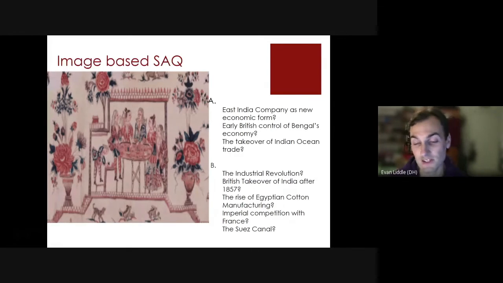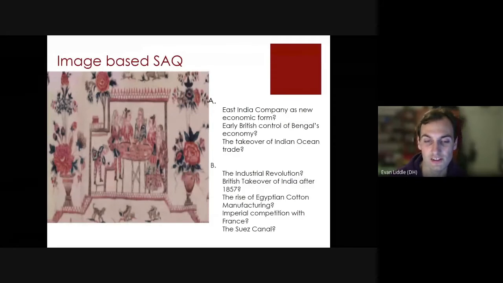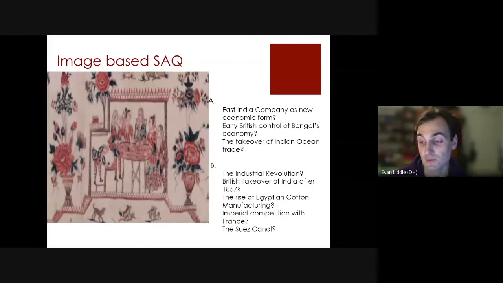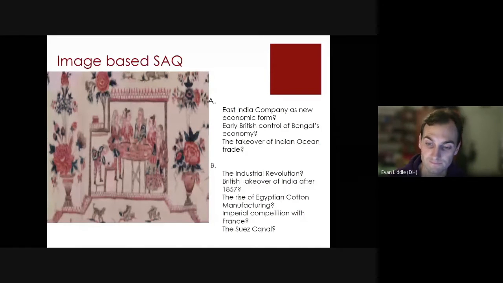There's also the possibility of the Suez Canal, which was opened in the late 1800s and made it much, much easier to transport goods between South Asia and Europe, because the Suez Canal cuts through parts of Egypt. And so instead of having to go all the way around Africa, you just sail through the Mediterranean and then cut through the Red Sea, and you're basically at South Asia. So any of those really could work.